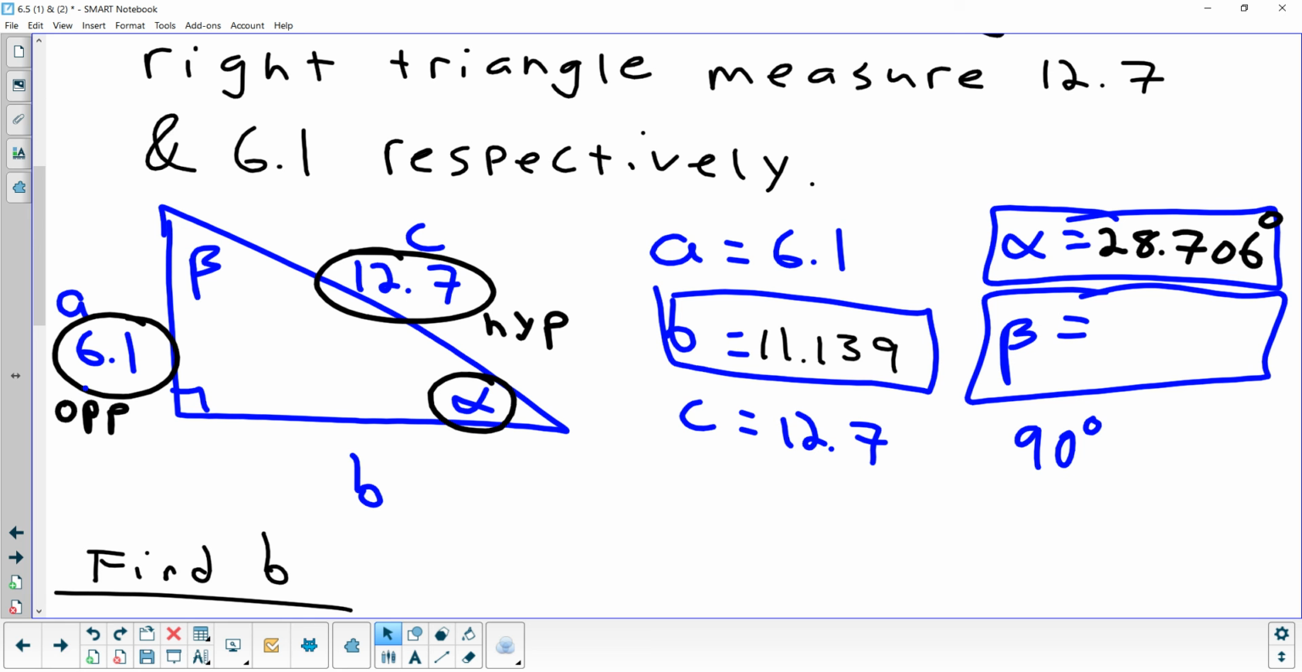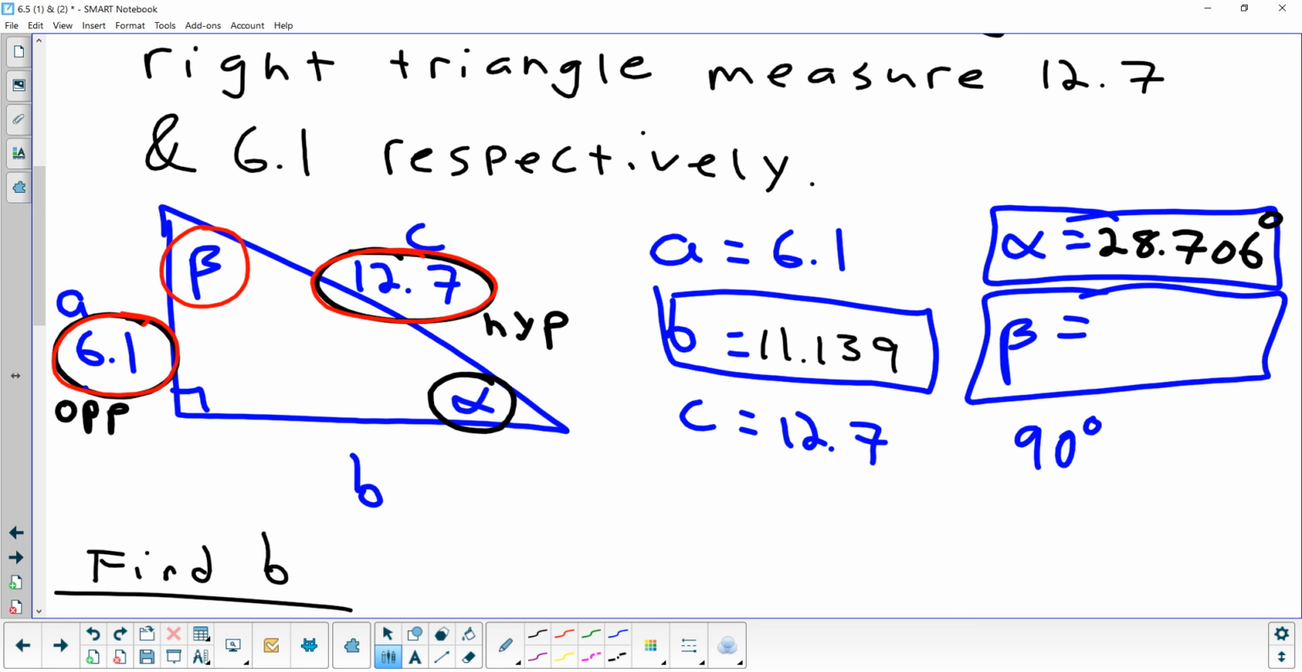Now, if I was running out of time and I had to get this done in the next 10 seconds because the bell was going to ring, the test was done, I would just subtract that from 90 and pray I got it right. Because if you subtract it from 90, that'll make all these add up to 180. But if it's wrong and you use it, then beta would be wrong too. So let's find beta the same way we found alpha. Here's beta. Here's the 6.1.